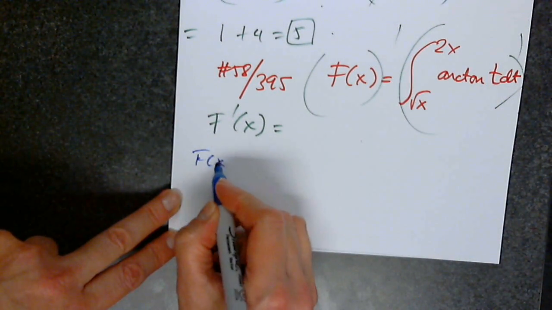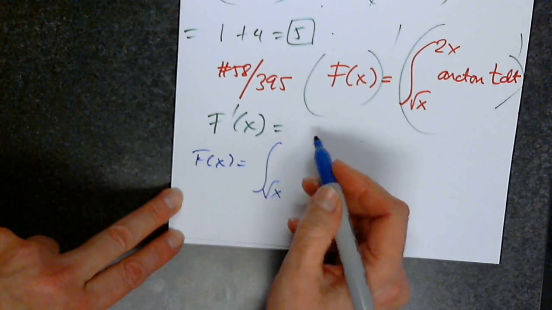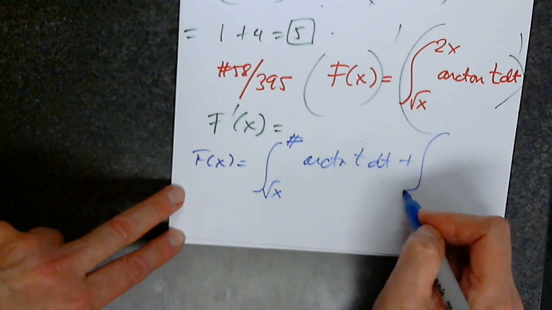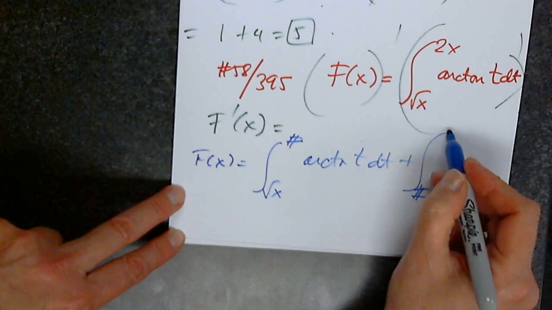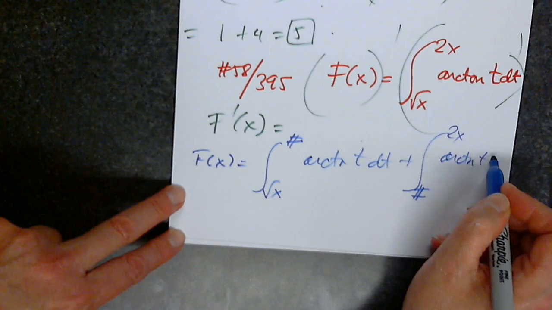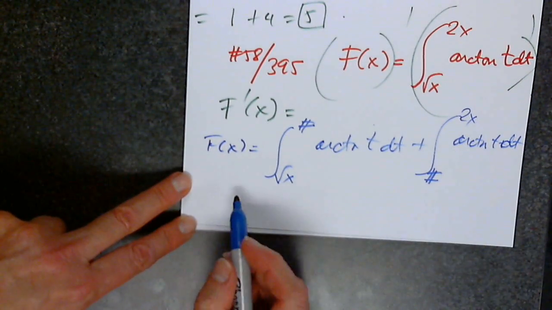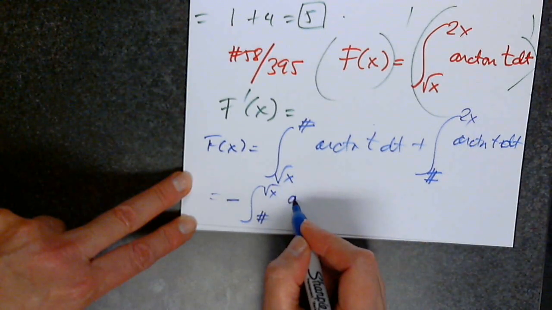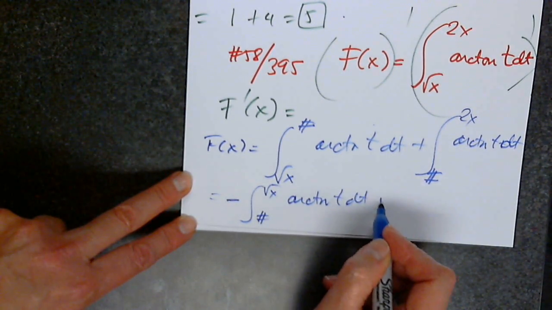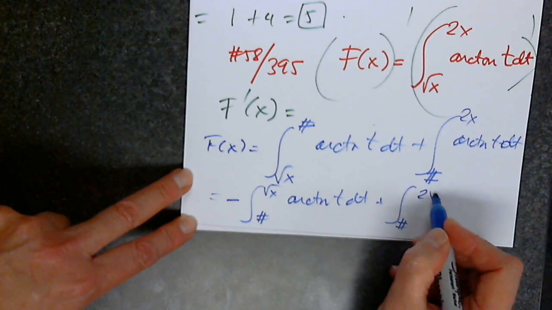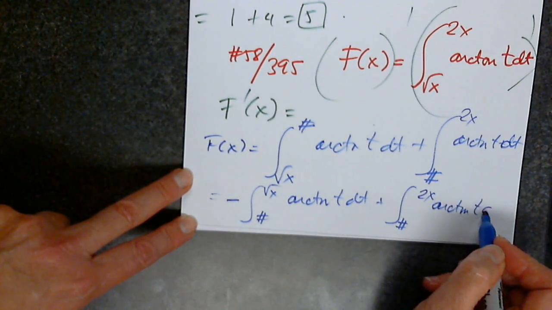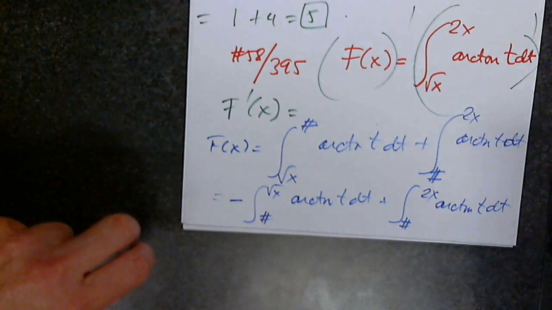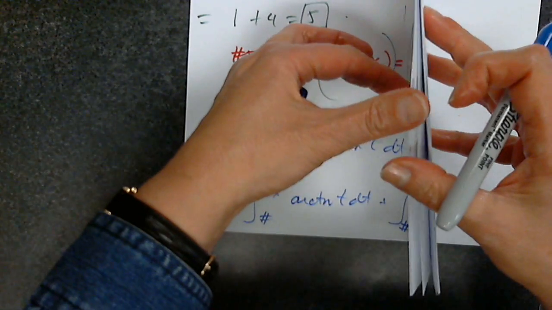Right. So then F of x is the integral from any number you want, to the square root of x, of arctangent t dt, plus from the same number to 2x of arctangent t dt. And then you have to make it one negative. Exactly, negative from that number to the square root of x of arctangent t dt plus. Now I'm ready to differentiate both sides. That's all. So then, what do I have to write?